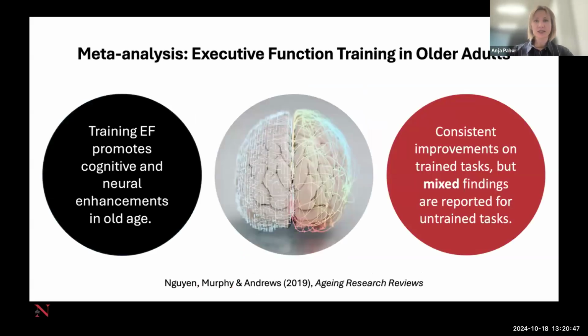So a systematic review of 20 executive function training studies in older adults suggested that this type of training promotes cognitive and neural enhancements in old age. They also observed increases in cortical and subcortical tissue volume as a function of training, as well as some changes in functional connectivity in higher order brain networks. But as is often the case, consistent improvements were shown on trained tasks, but mixed improvements were found on untrained tasks. So more research is needed to determine the best training conditions for achieving broader improvements in untrained tasks.